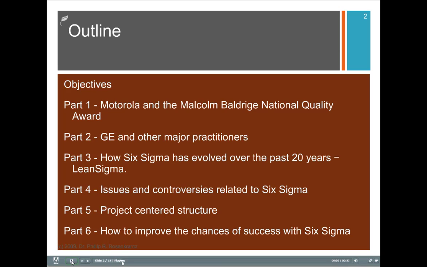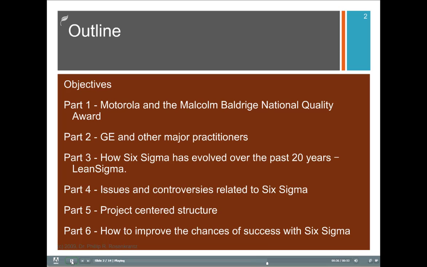We're going to start out with Motorola and the Malcolm Baldrige National Quality Award, where Six Sigma was kind of born in terms of national recognition. Then we're going to talk about some of the major practitioners in Part 2. Part 3 will talk a little bit about some of the evolution and morphing of Six Sigma over the last 20 years. Part 4 is devoted to issues and controversies related to Six Sigma.